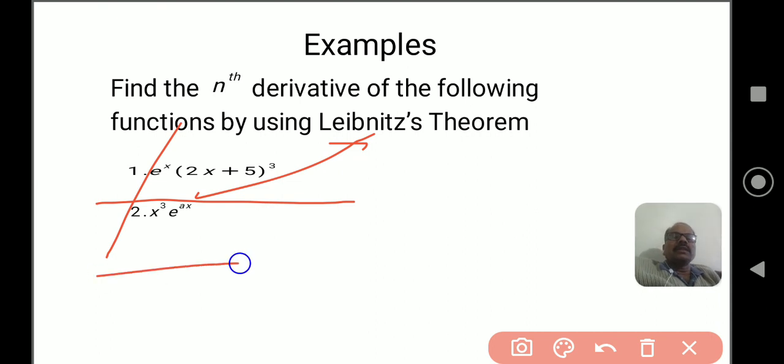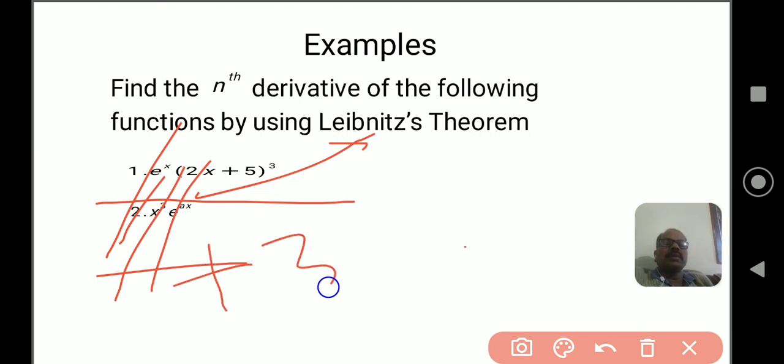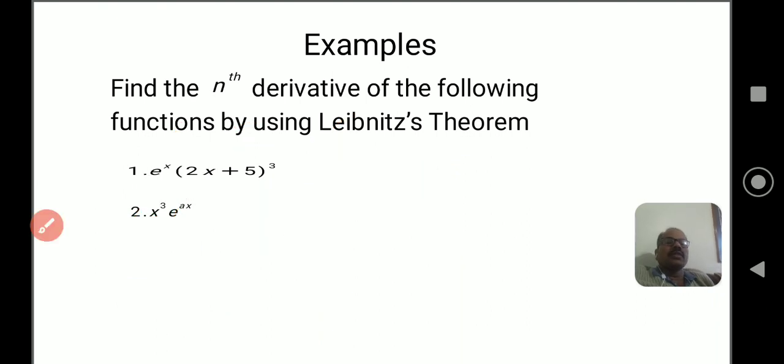Next, the second example is x cube into e power ax. X cube is a reducible function, e power ax is a non-reducible function. Choose u equal to x cube. After the third order derivative, x cube becomes a constant, tending to 0. Finally, you can easily get the result up to the third term of the Leibniz theorem. It is also the third term because it is decided on the basis of the reducible function's power, which is 3. This is the method you can follow.